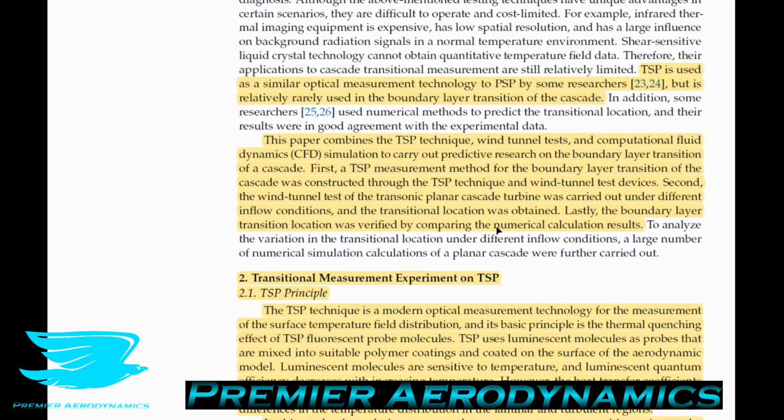So this paper combines the TSP, or temperature-sensitive paint, wind tunnel test, and CFD to carry out predictive research on the boundary layer transition of a cascade. First, a TSP measurement method for the boundary layer transition of the cascade was constructed through the TSP technique and wind tunnel testing devices. Second, the wind tunnel test of the transonic planar cascade turbine was carried out under different inflow conditions, and the transitional location was obtained. Lastly, the boundary layer transition location was verified by comparing the numerical calculations to the results.